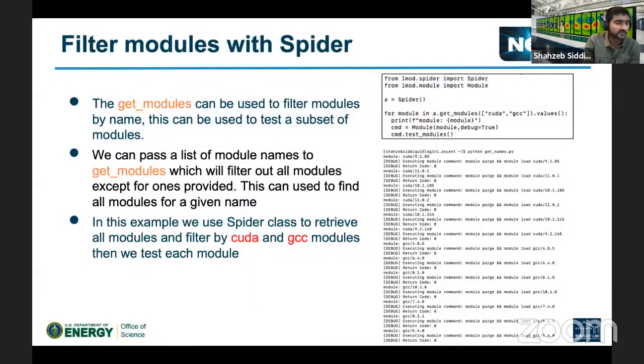You can also do some interesting things, like use the Spider class to do filtering. This is just a simple example. We create an instance of the Spider class, A is an instance of Spider, and we loop over them using the get modules method and filter by all modules that are CUDA and GCC. Then we can invoke the module class and actually test them. If you run this script, basically the script is just testing all the CUDA modules and GCC modules on your software stack.